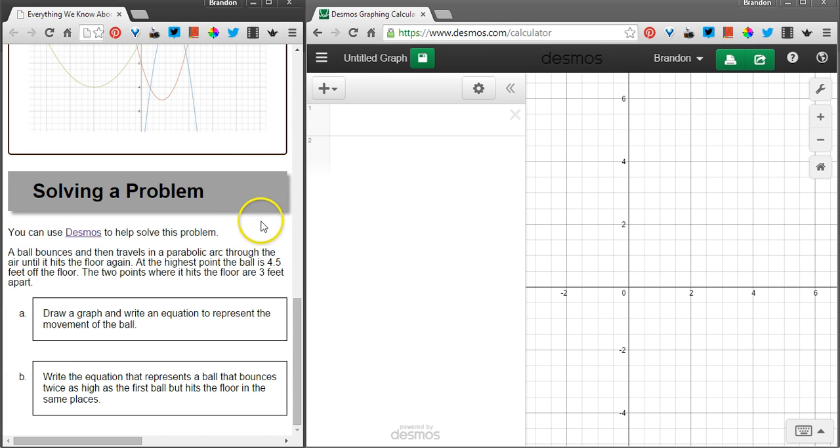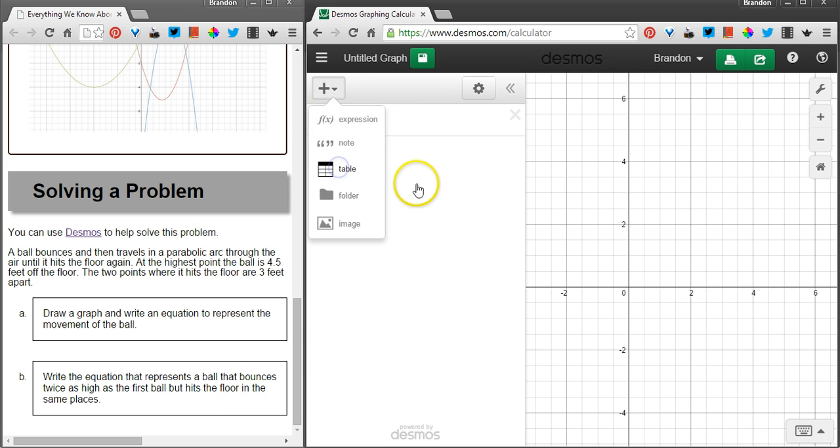Hey, let's solve this last problem from our assignment using Desmos. A ball bounces and then travels in a parabolic arc through the air until it hits the floor again. At the highest point, the ball is 4.5 feet off the floor. The 2 points where it hits the floor are 3 feet apart. So draw the graph and write an equation to represent that movement, and then another one for a ball that bounces twice as high in the same spots.